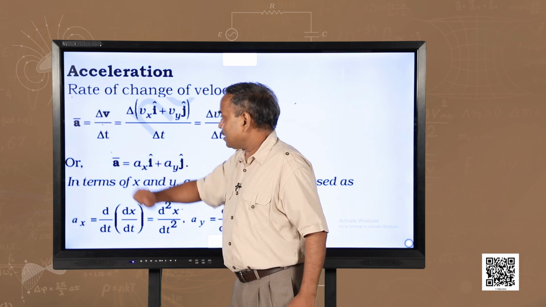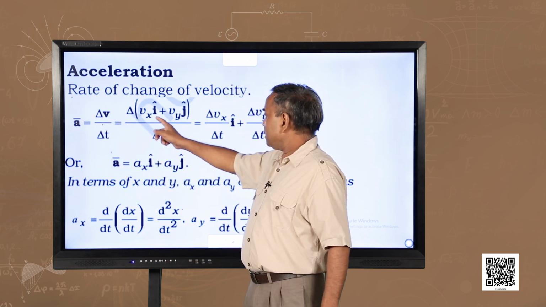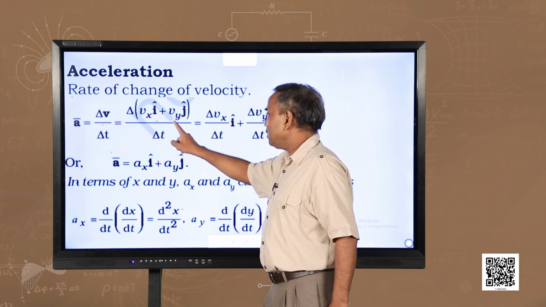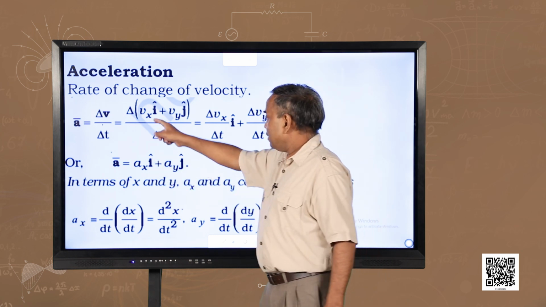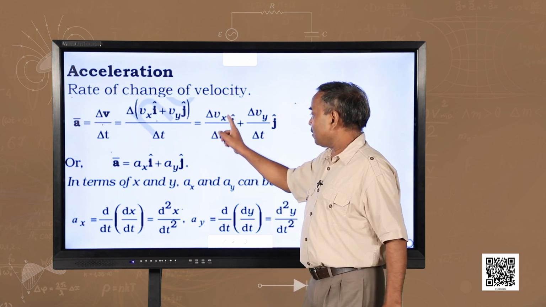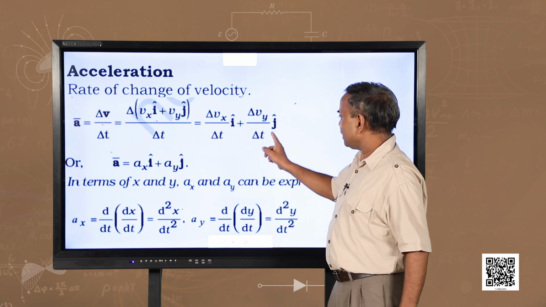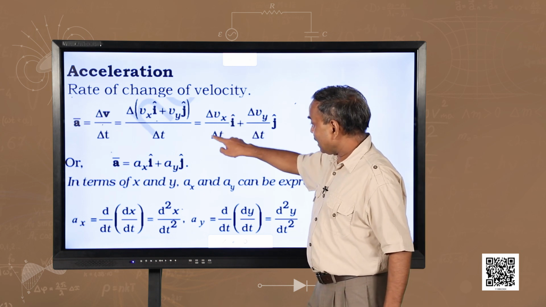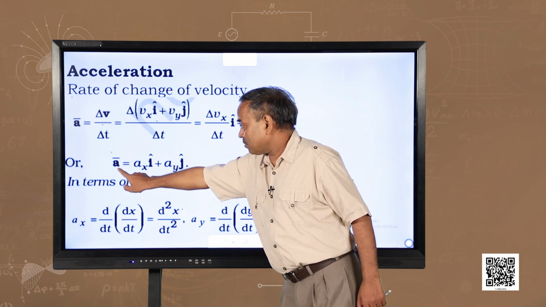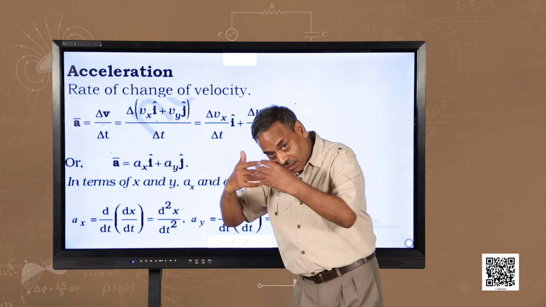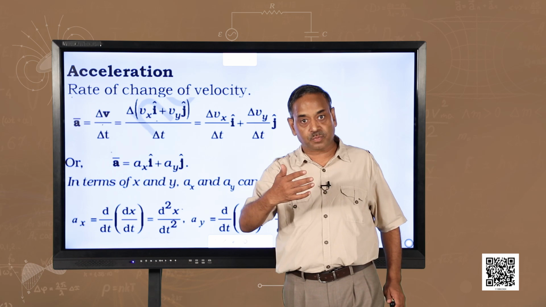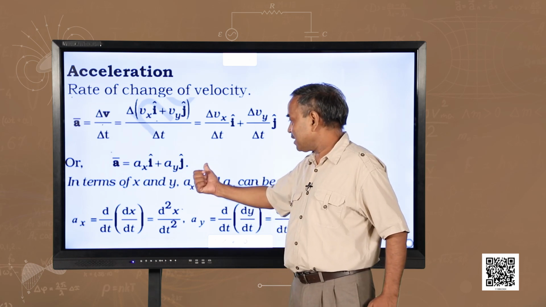So delta v by delta t is equal to delta v_x by delta t i plus delta v_y by delta t j. Now I have been able to resolve v. This is a vector quantity; v_x and v_y are just numbers, while i and j are the vector quantities. So I can write this as a_x, the acceleration along the x axis, and a_y, the acceleration along the y axis. So the acceleration vector can be rewritten as resolved components along the x and y directions respectively. Had the case been in space or 3 dimensions, then a third component a_z k would also have appeared here.